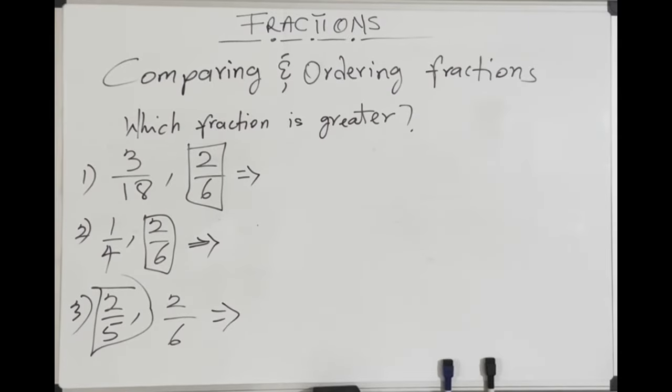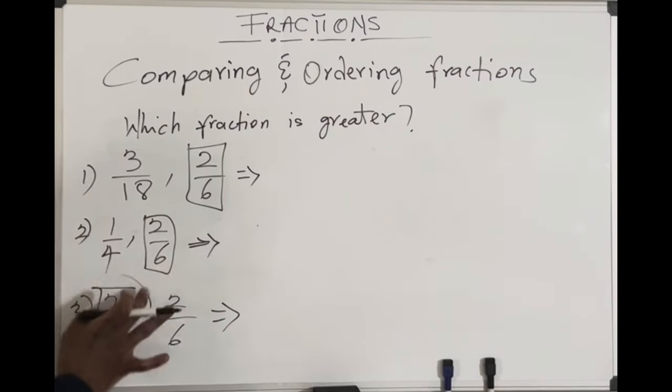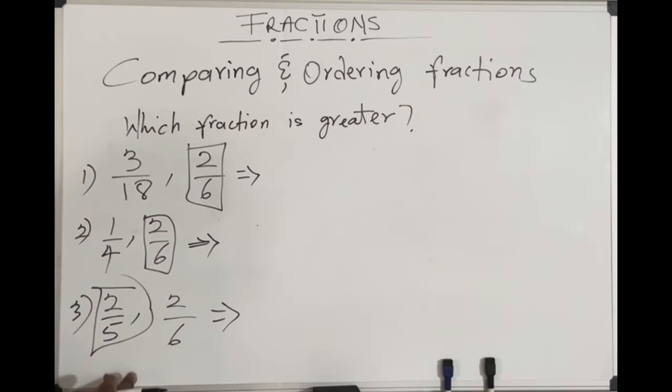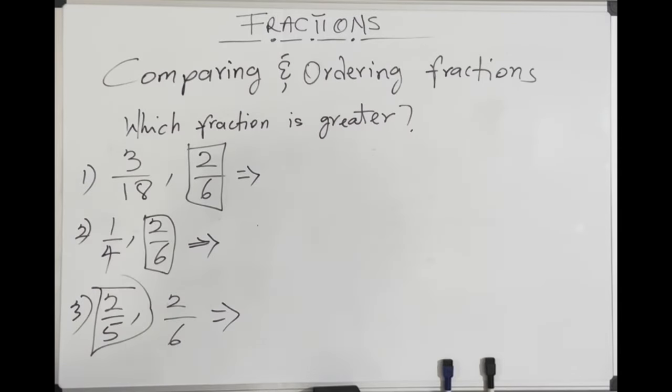Okay, so I'll continue and then work the second method and see if we will arrive at the same 2 over 6 for the first question, 2 over 6 for the second question, 2 over 5 for the third question. So the second method, this time around, we are using the LCM.